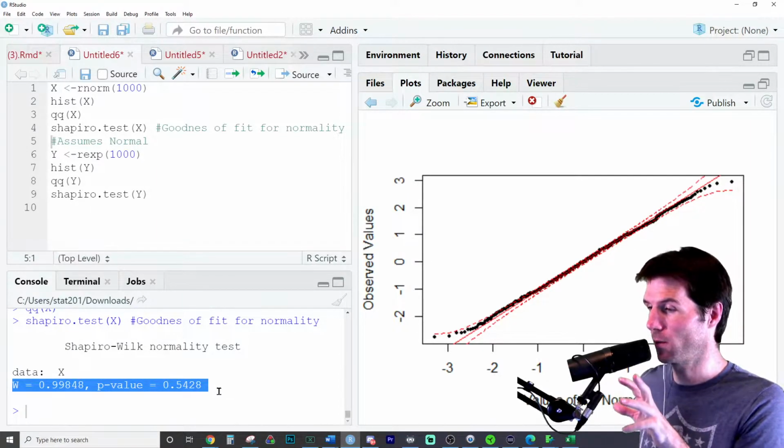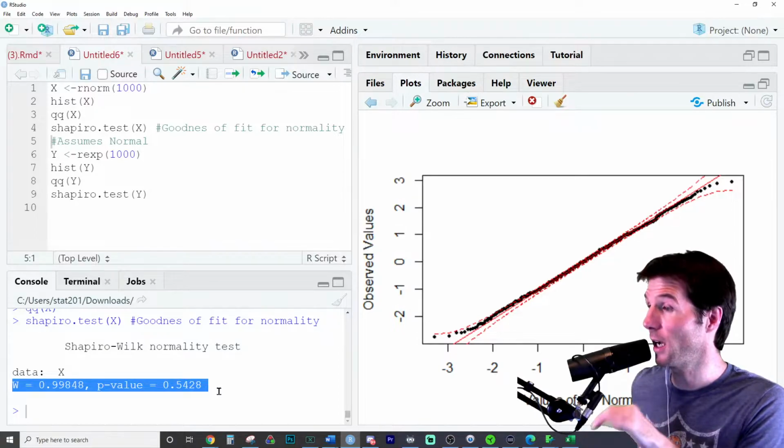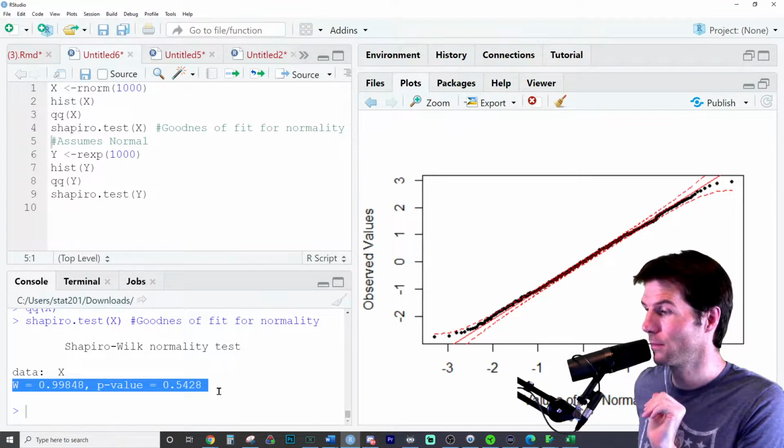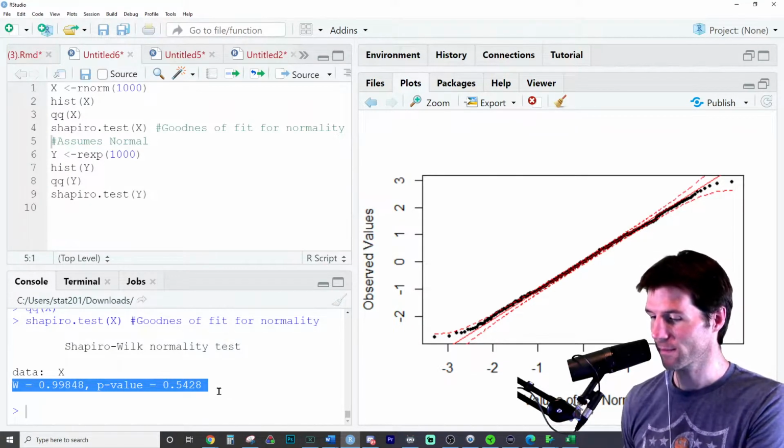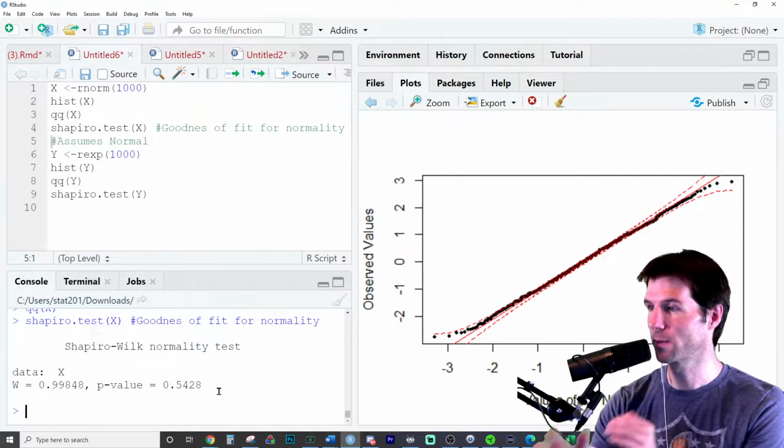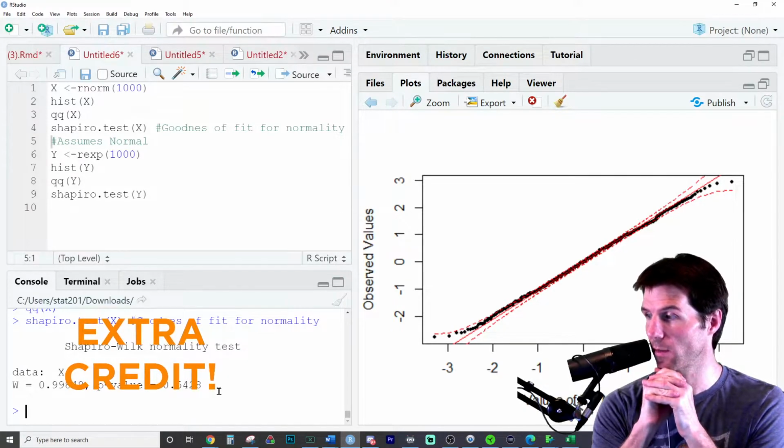So that's a high p-value. When the p-value is low, reject the null. When the p-value is high, let it fly. So what would you do? Throw some 20 points, let people think that one over. This is a good review. This is a tougher topic.